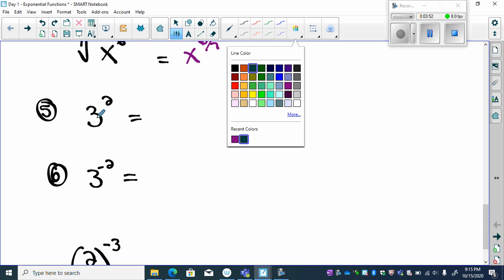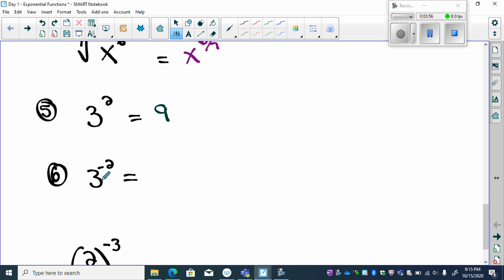3 squared. It doesn't mean 3 times 2, it means 3 times 3 is 9. 3 to the negative 2. Okay, 3 to the negative 2 means this. When you have a negative exponent, you take the reciprocal of the base. So the reciprocal of 3 is 1/3, and you make the exponent positive. And then I raise the numerator to the power of 2. 1 times 1 is 1. And I raise the denominator to the power of 2. 3 times 3 is 9.